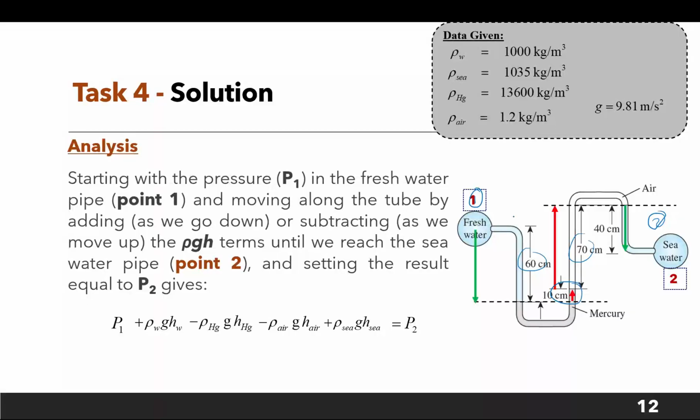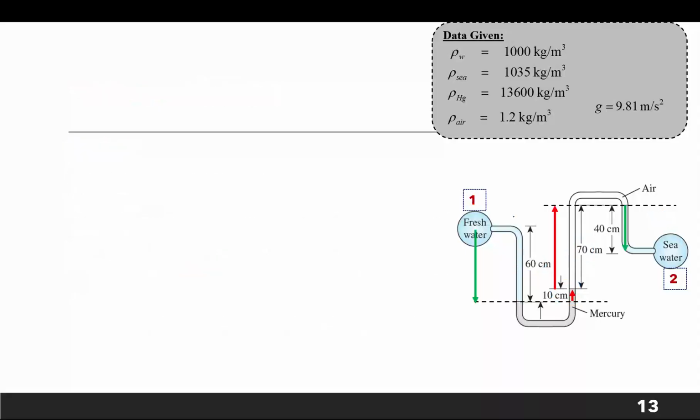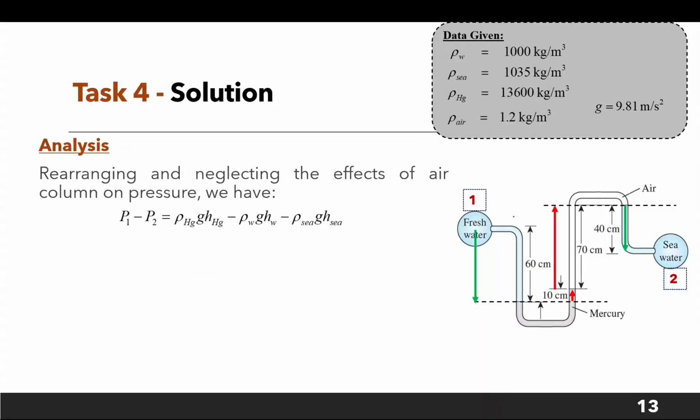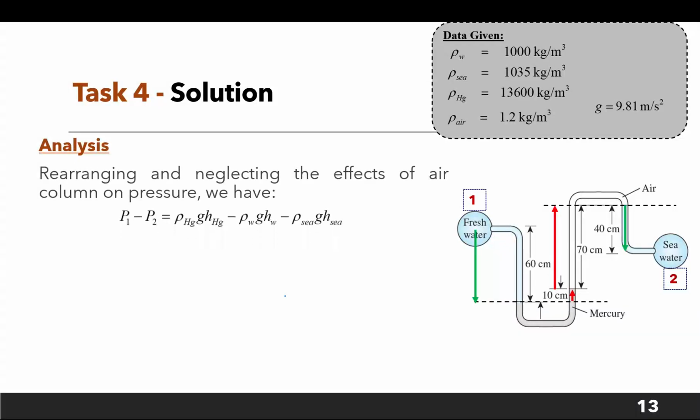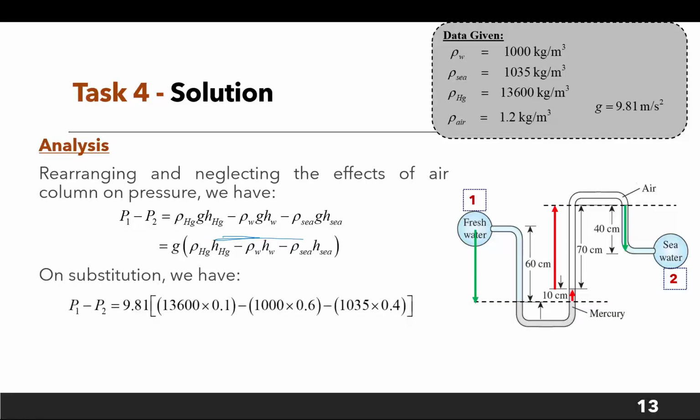Now, we've been given this data. So based on this, we can move ahead and rearrange them nicely by finding the pressure difference between the two. Now notice something, that we ignored the air column when we're rearranging. Look at the next term here. We've taken the air out, right? There's no air term here. So we try to rearrange, and then on substitution, we obtain what? 3.39 kilopascal.